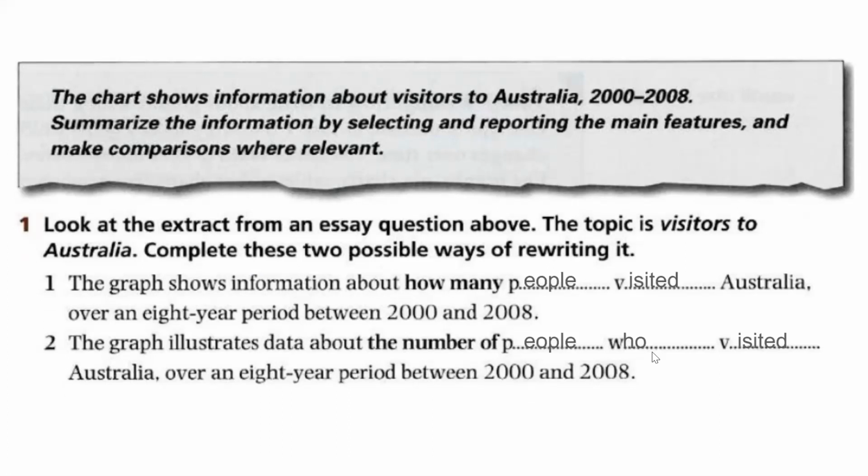Okay, so here are the answers. This is what you're supposed to think about. Note, please write down these two examples, or just at least put on slash. You can write the graph shows slash illustrates data slash information about how many people visited slash the number of people who visited Australia over an 8-year period.